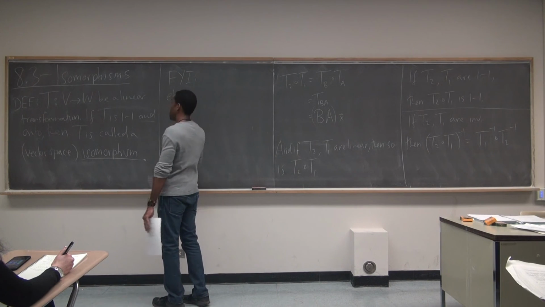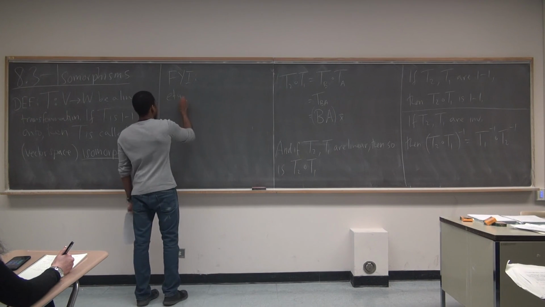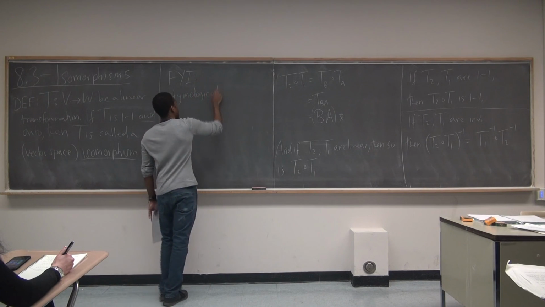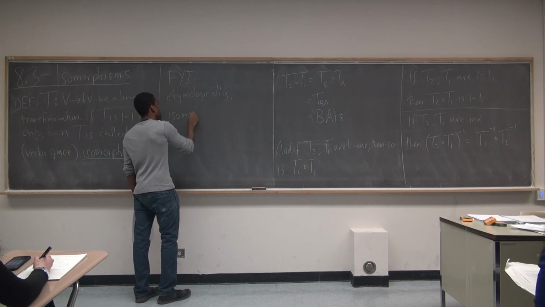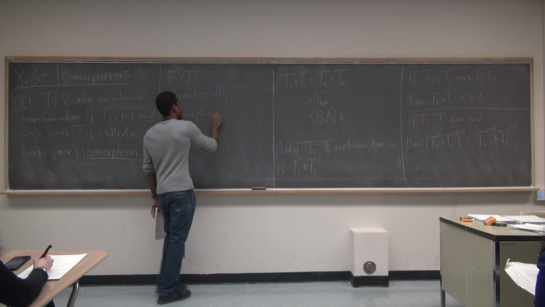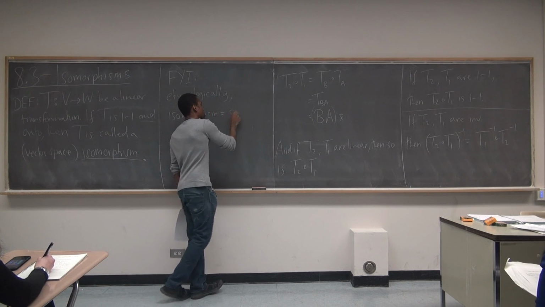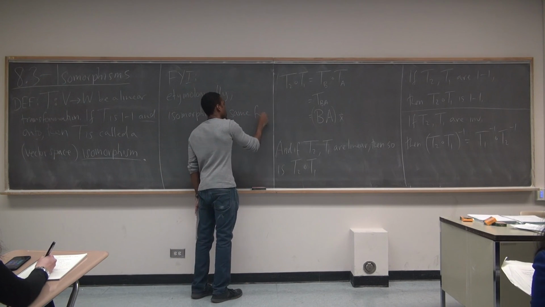What's that word that tells you about where the origin of a word comes from? Etymology. Isomorphism means same form.